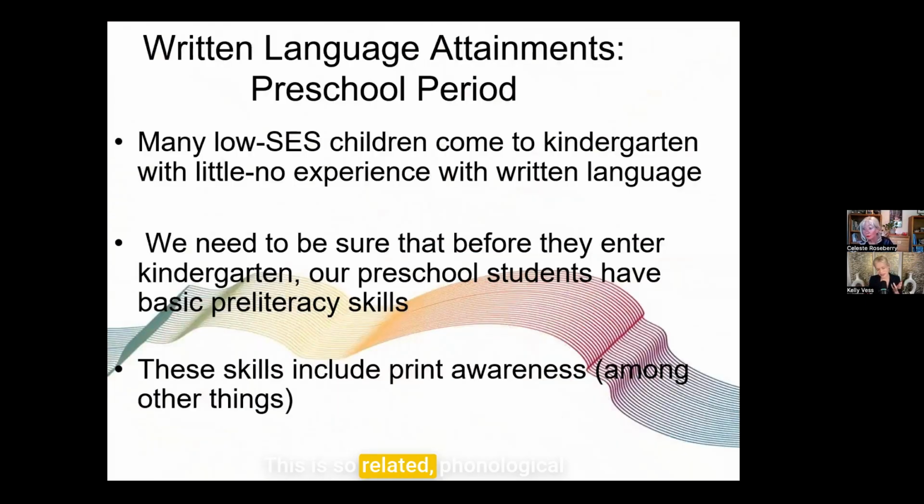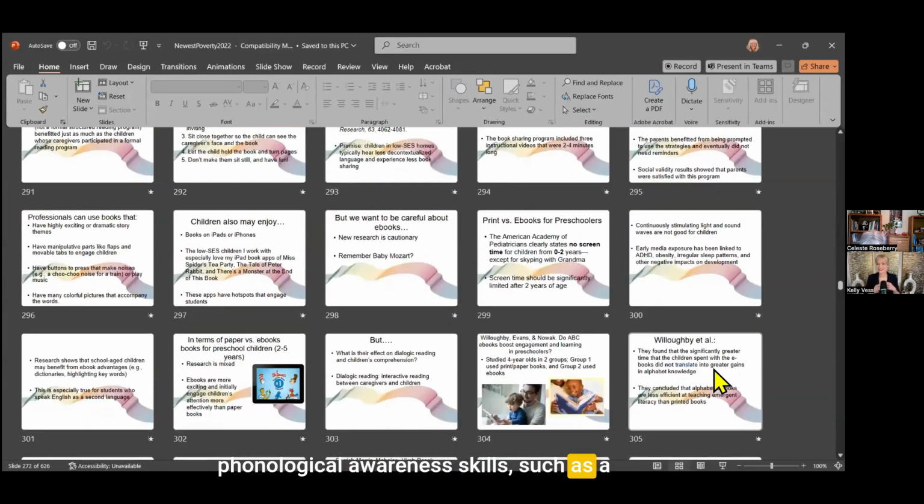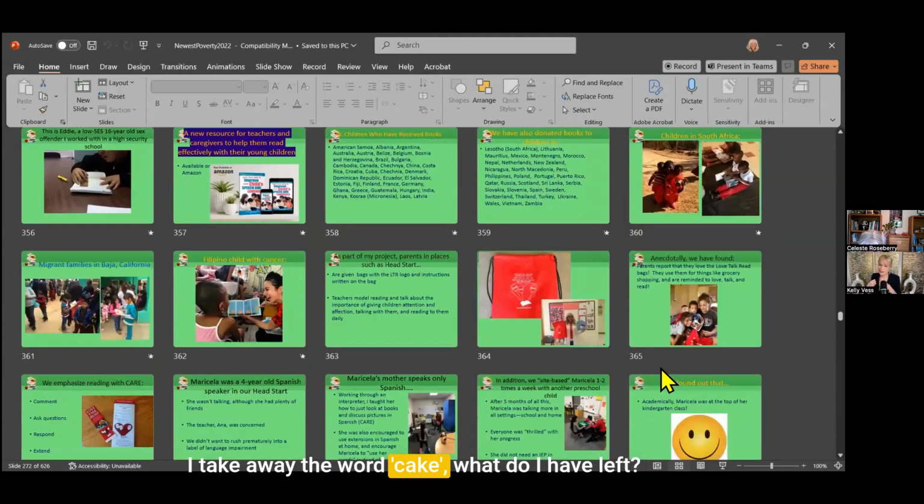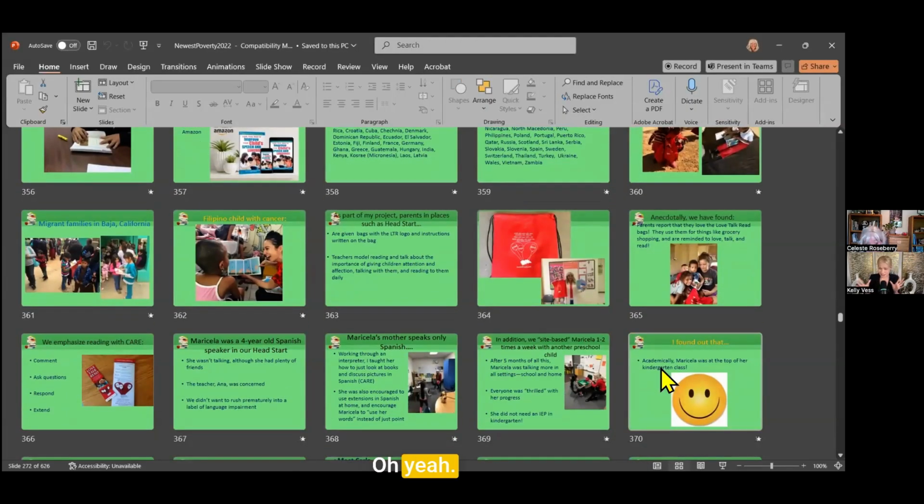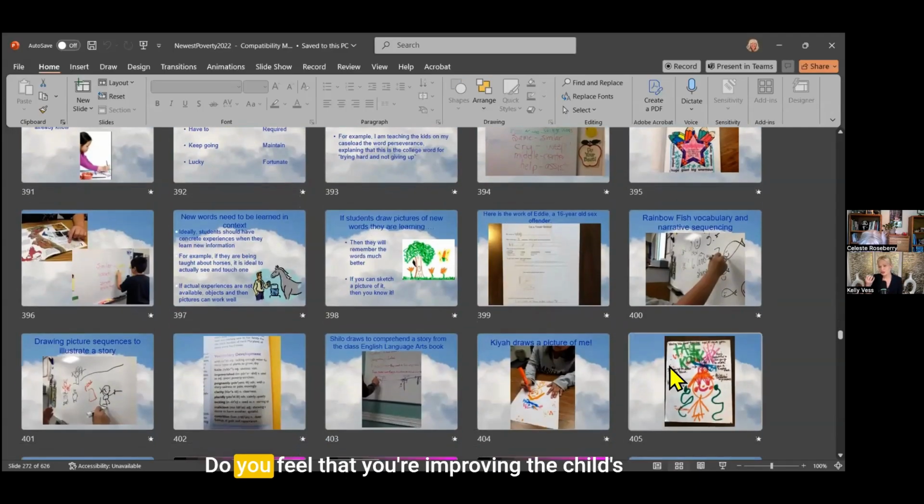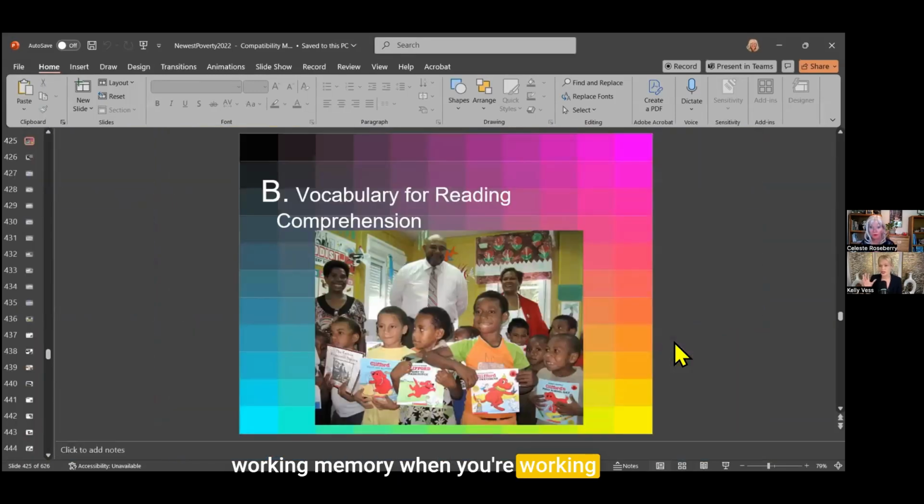This is so related, phonological awareness skills to working memory. Do you feel that when you're working on phonological awareness skills, such as elision, where you're saying cupcake, when I take away the word cake, what do I have left? Oh, yeah. A heavy working memory task. Do you feel that you're improving the child's working memory when you're working on these phonological awareness skills? Oh, no question about it.